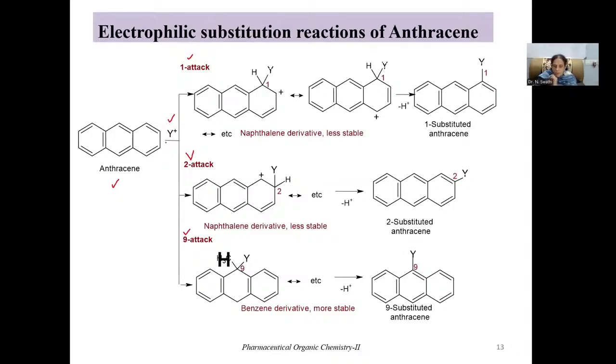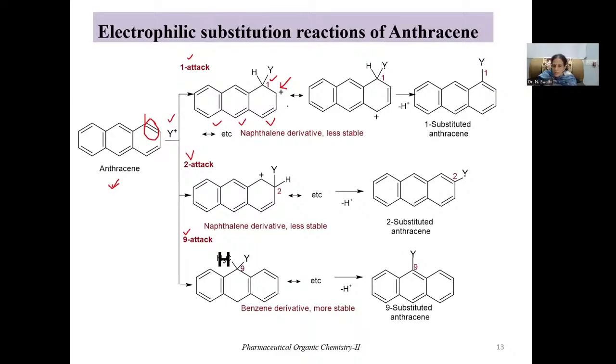Now when the electrophile attacks at first position, it utilizes the double bond which is present between 1 and 2 carbon atoms. And that is how it will make a bond with the electrophile, that is Y group. In that case, the carbon which is present at second position becomes electron deficient. That is why a positive sign is shown here. Now the rest of the molecule structure is given similar to that of the first anthracene structure. This is how there will be formation of a carbocation.